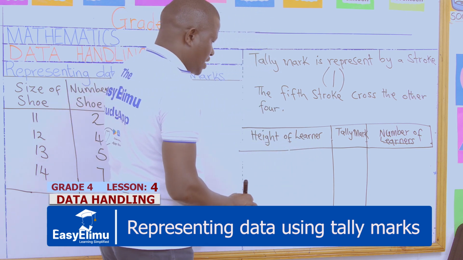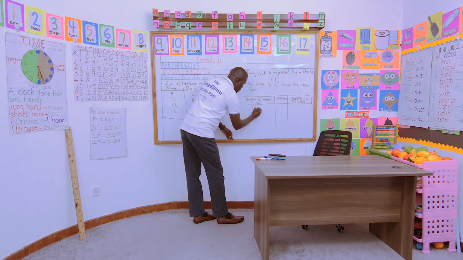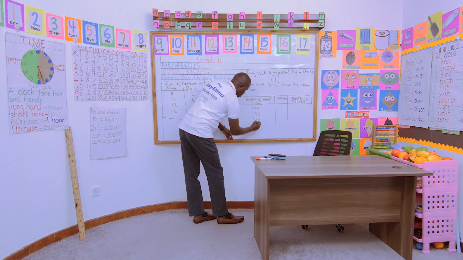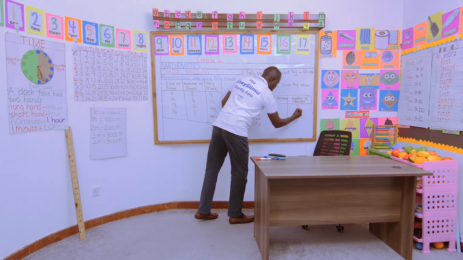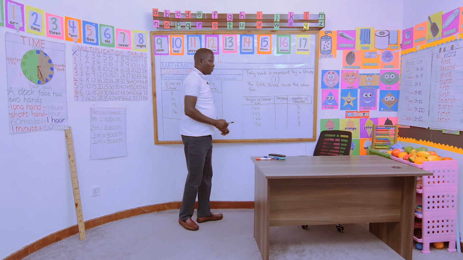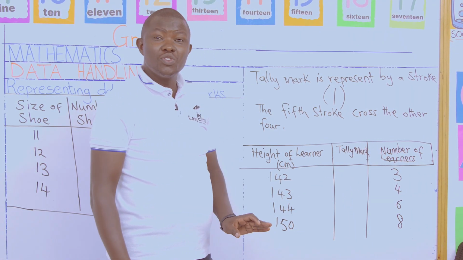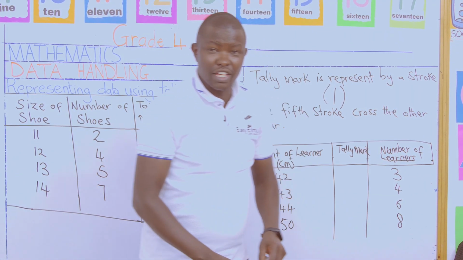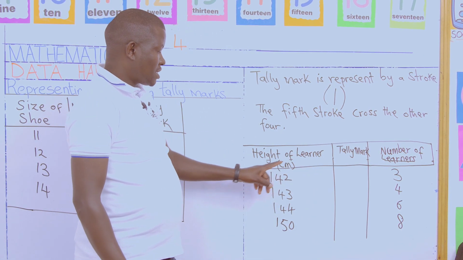Now, the height of learners is in centimeters. So we have 142 centimeters, 143 centimeters, 144 centimeters, and 150 centimeters. For the number of learners, we have 3, 4, 6, and 8. Now, using the tally marks, can you represent these learners? Be keen here. I'll only do the first one, then you continue with the following as our task for today.